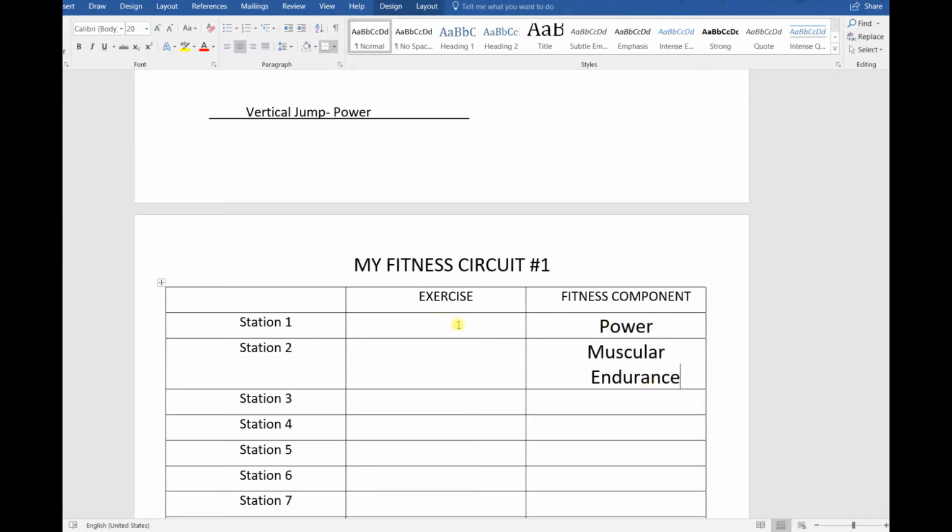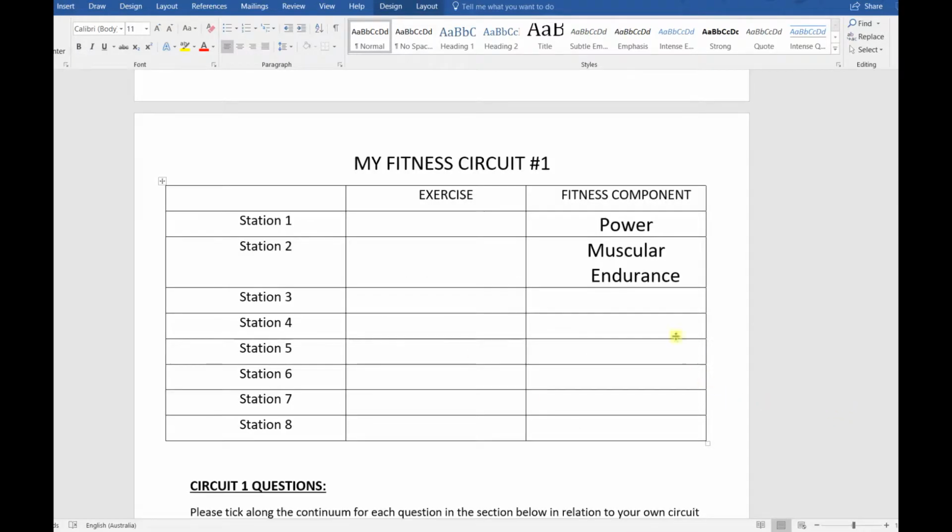We can see that the first 2 stations will be looking at power and muscular endurance. Now we need to find a corresponding exercise related to these fitness components. So now we've got our fitness components, we're looking at different exercises that relate to those fitness components. So we need to do a bit of researching.